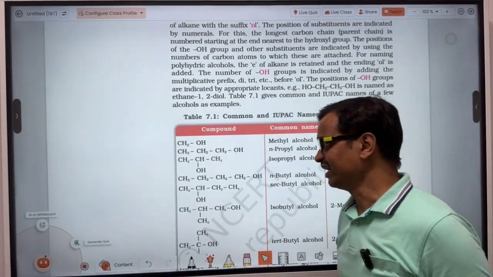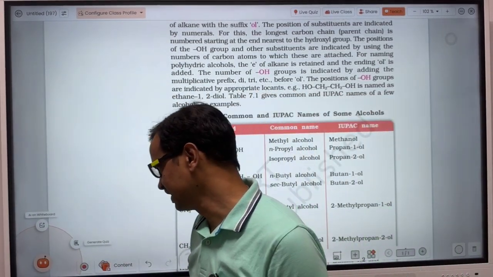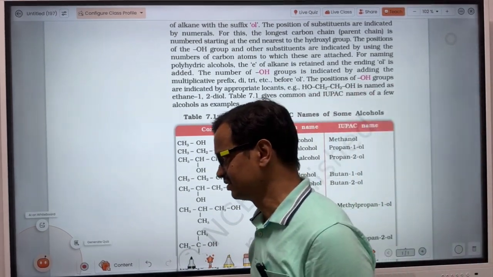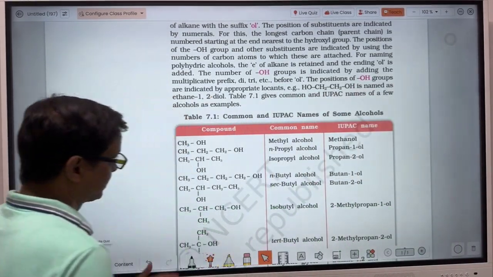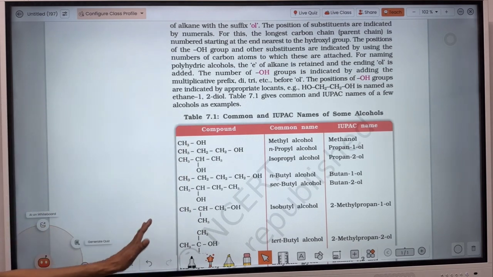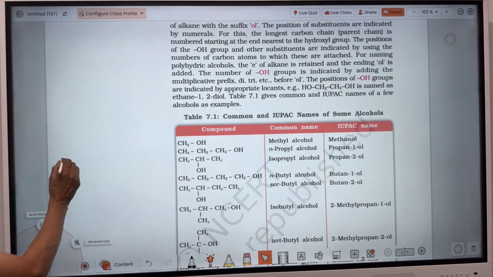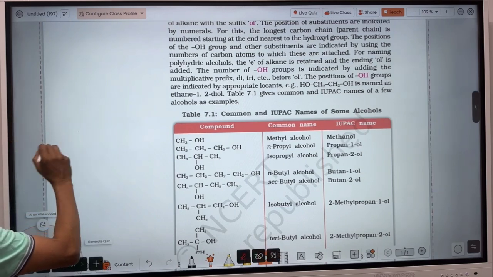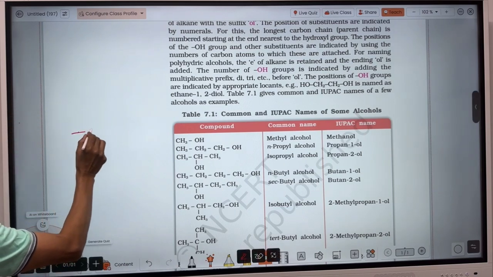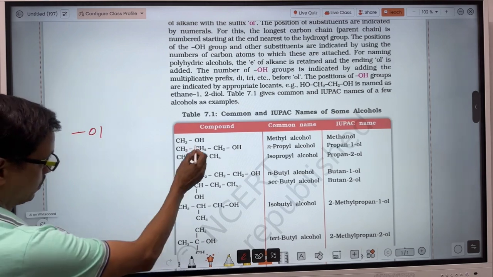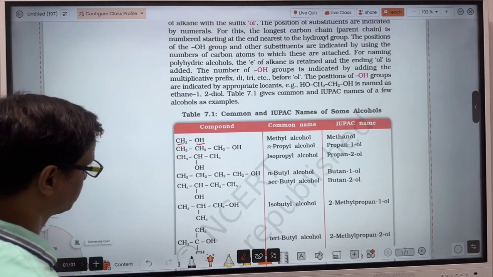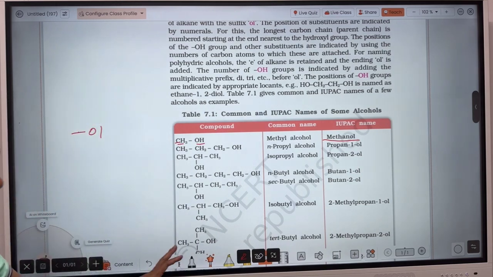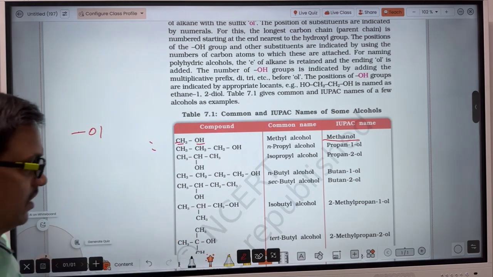For the OH, the hydroxyl group, when there will be alcohol, then the suffix "ol" is used. The suffix is "ol." Here, OH is bonded to the methyl, so that's why the IUPAC name is methanol, and the common name is alkyl alcohol.